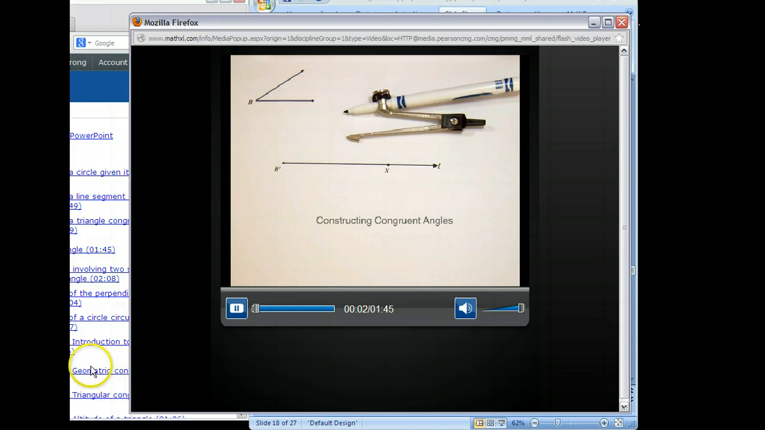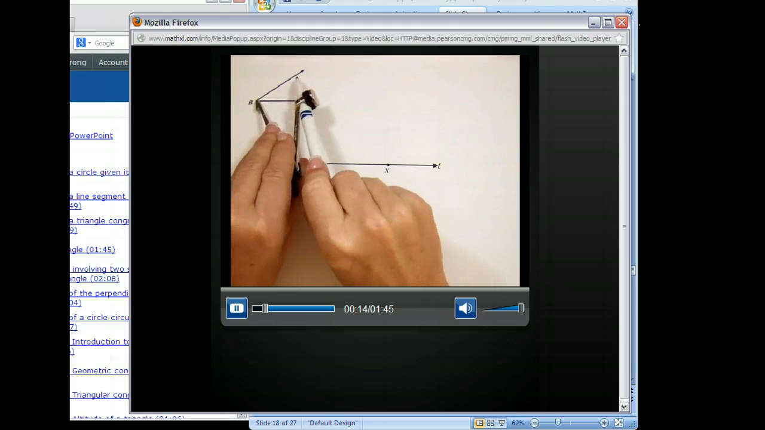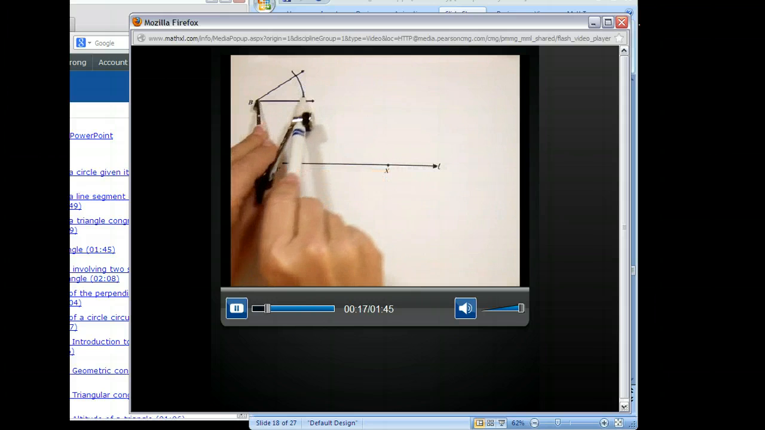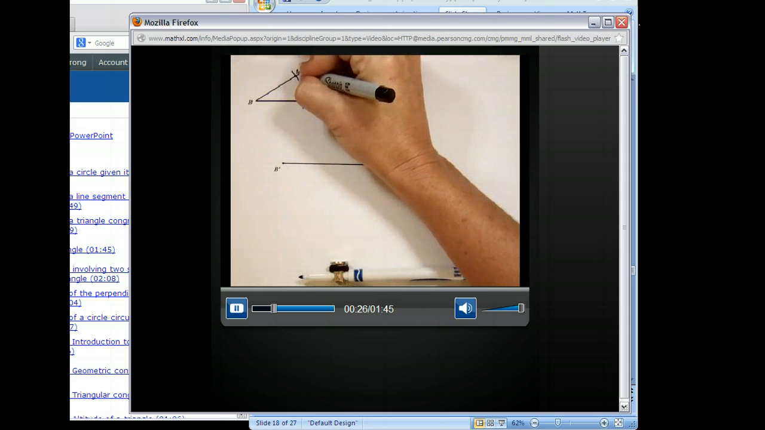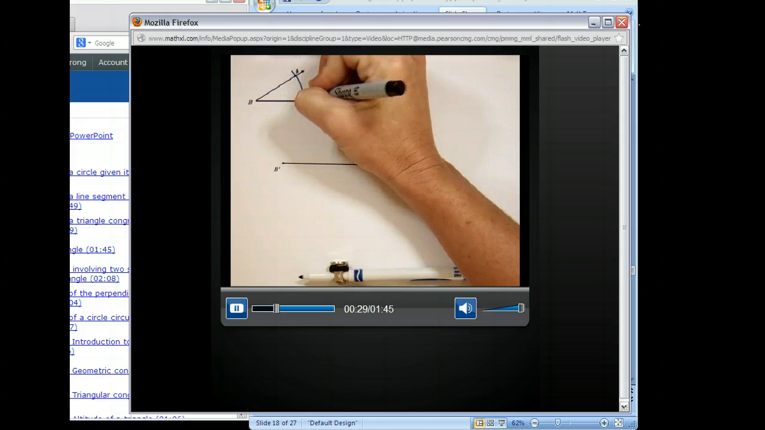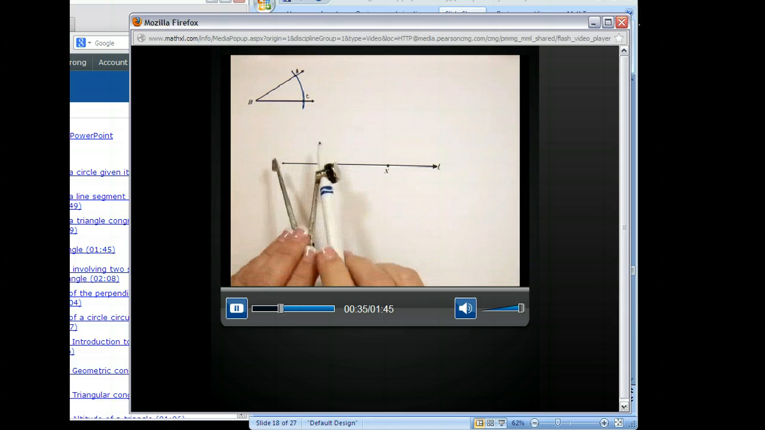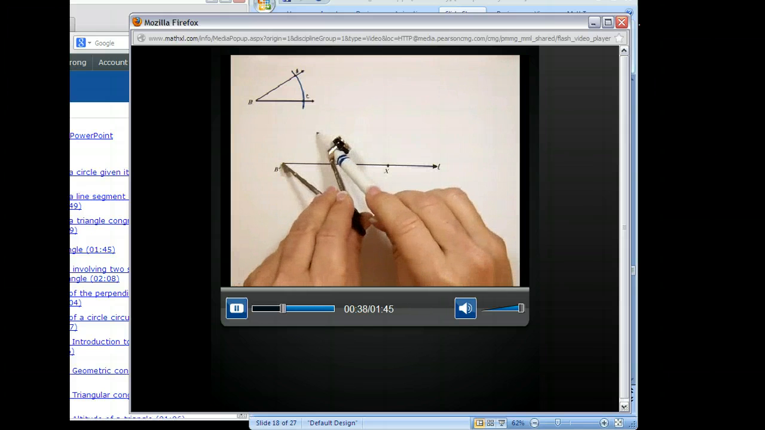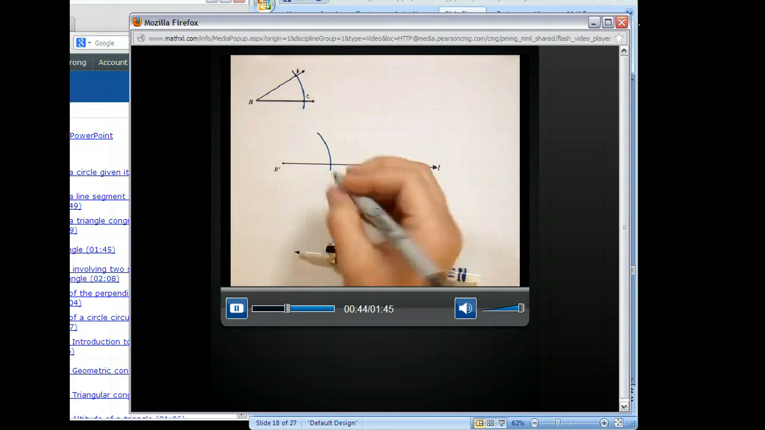For this construction, we will be copying an angle. We're going to copy angle B by placing the pointer at B and opening the compass to any width, as long as it doesn't go past the length of the top side of the angle. Draw an arc across both sides to form arc AC. We'll go ahead and label the top point as A and the bottom point of intersection as C. Keeping the compass set at the same width, we'll place the pointer at B prime and draw the same arc that we just did. Label point C prime where the arc intersects line L.